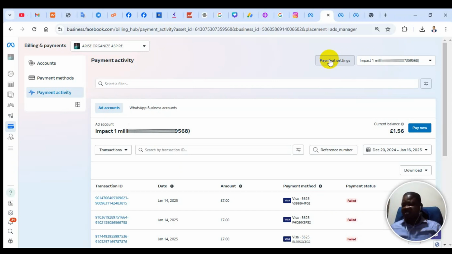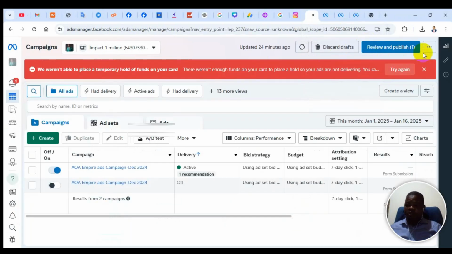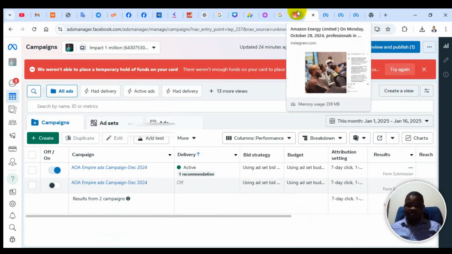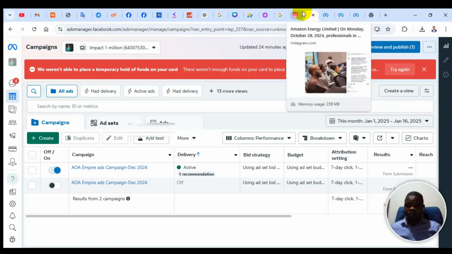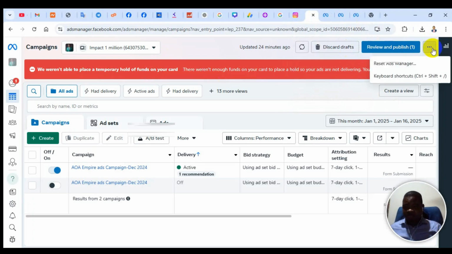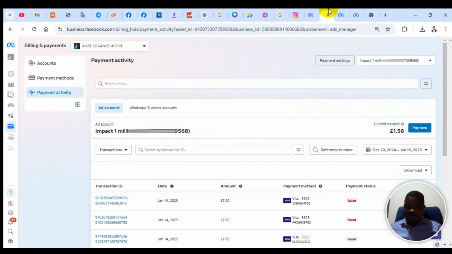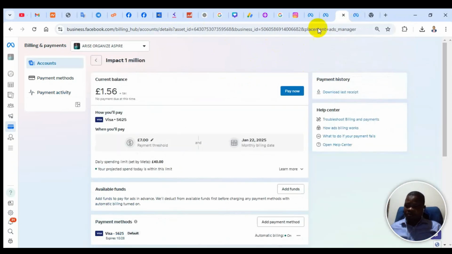If you do that and it still does not work, then I will advise you to come here. When you come to the ad manager, it could be temporary files that are affecting your advertising account and the payment is not going through successfully. Maybe it is in your browser. So you can click on the three dots and click on reset ad manager, and then come back and try again. If you have enough money in your debit card and you click on try again, it is likely to go through successfully and the payment will be successful, and you will have your ad account working once again. If you do that, you'll be able to solve that problem.